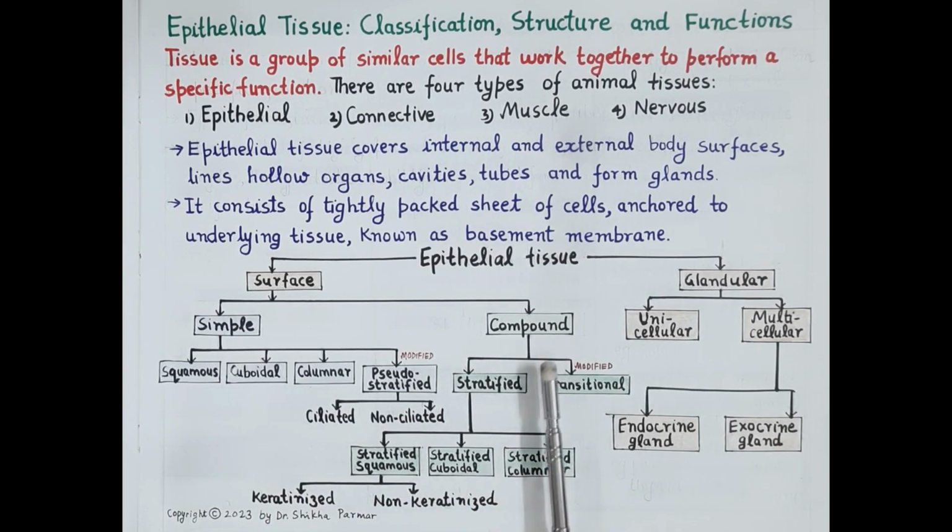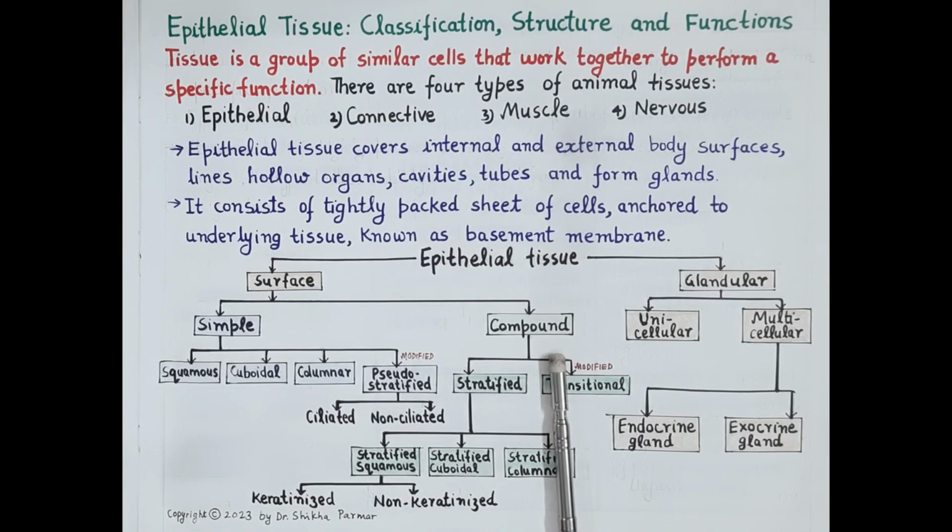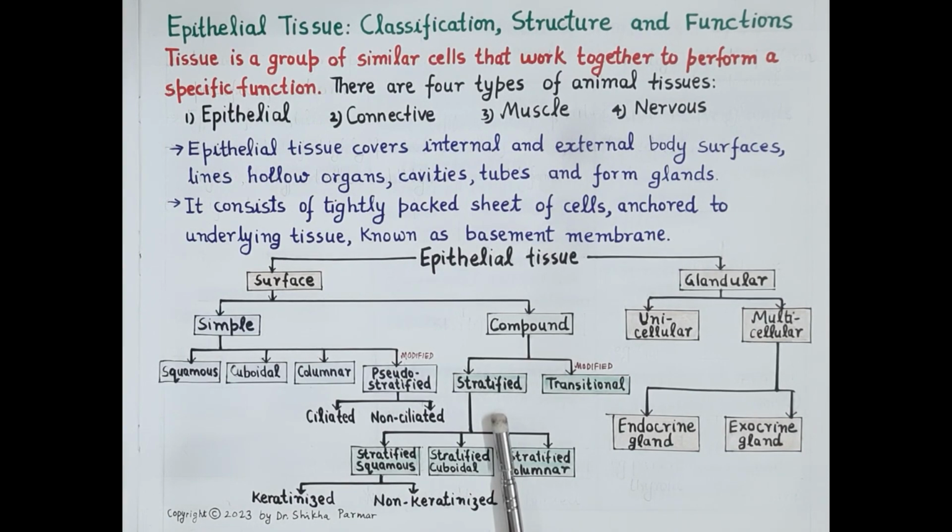Then comes the compound epithelial tissue. In compound epithelial tissue, cells are arranged in multiple layers or strata. Thus, this compound epithelial tissue is also known as stratified epithelial tissue. Now, only the lower layer of cells is in contact with the basement membrane. Then, transitional epithelial tissue is a modification of stratified epithelial tissue.